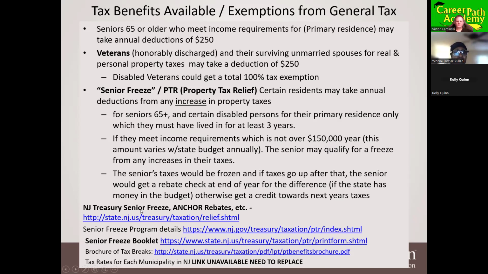New Jersey Treasurer, you go to the New Jersey Treasury website and see a little bit about those programs. So I have a link here for that.